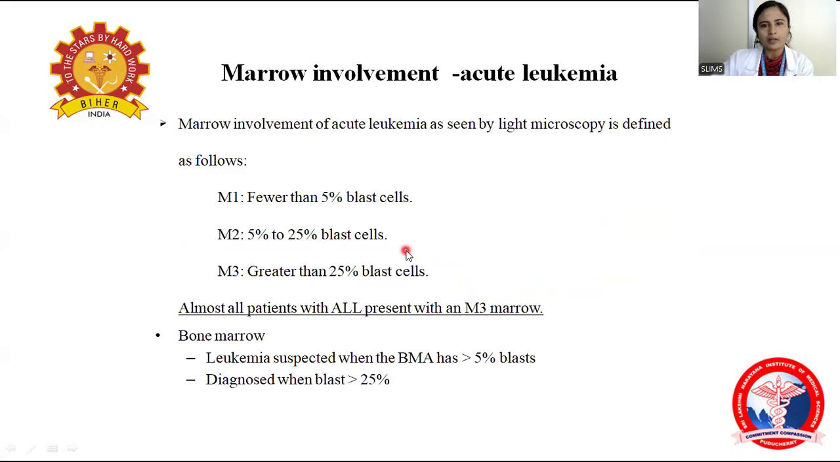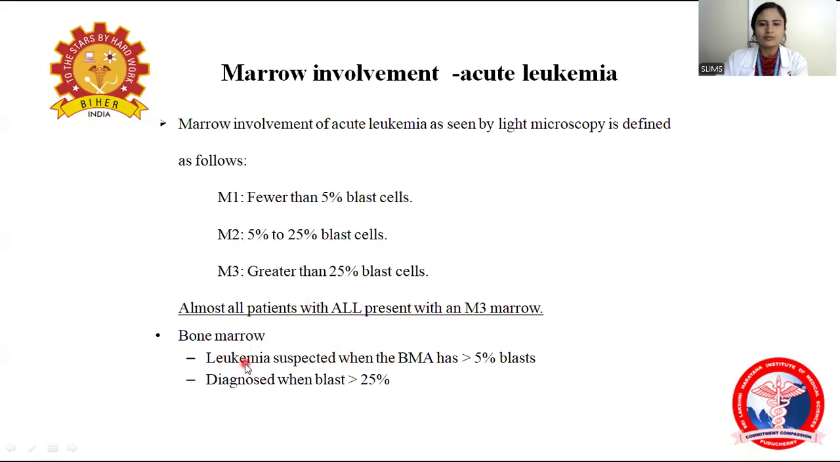According to the marrow involvement, we can define it as M1 if you are seeing less than 5% blast cells. M2 means you can appreciate 5% to 25% blast cells in the bone marrow. M3 means more than 25% blast cells are seen in the bone marrow. Almost all patients with ALL will present with M3 marrow, that is, more than 25% blast cells.